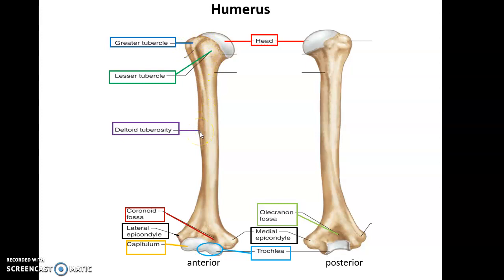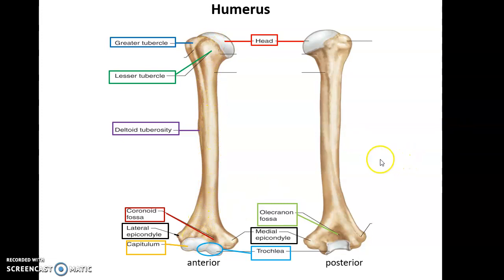About halfway down the shaft is a rough patch called the deltoid tuberosity. And then if you continue down to the distal end of the humerus, we have the lateral epicondyle, this rough bit of bone sticking out laterally, and the medial epicondyle. And then we have these bumps, nice smooth knobs at the distal end of the humerus, which include the capitulum, which is lateral, and then the double bump here, which is the trochlea, which is medial. And then a little above the trochlea is this depression called the coronoid fossa. And this is the anterior view of the humerus.